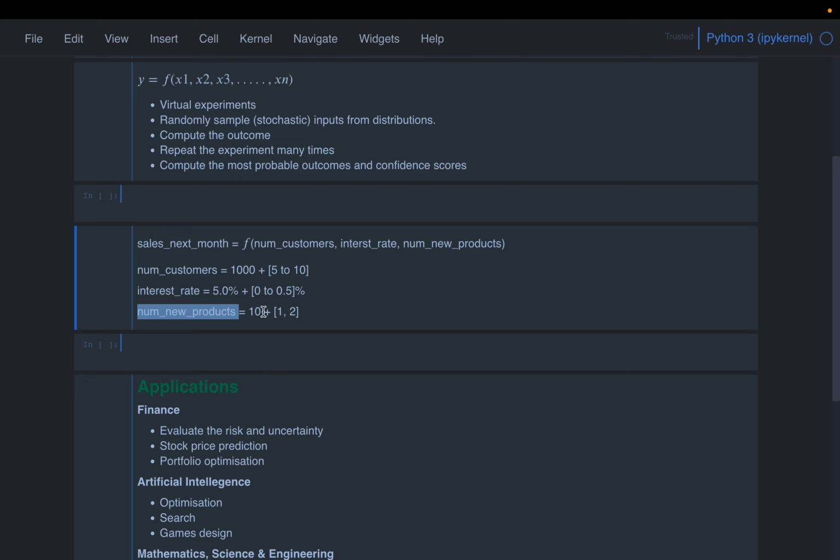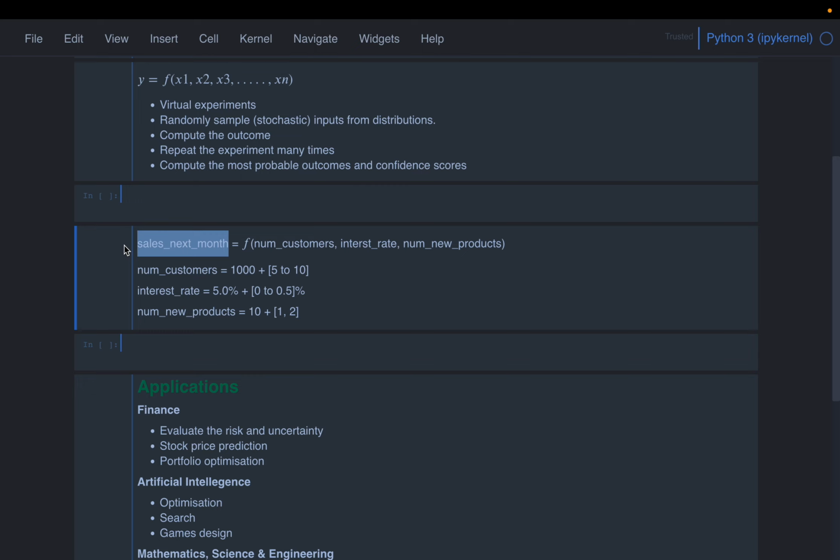Now we have three exact values for these three variables. Then what we do is we plug in this function. Let's say that we already know the functional form. We compute the number of sales next month. Okay, so we did one experiment. We have one outcome or one value for the sales next month.